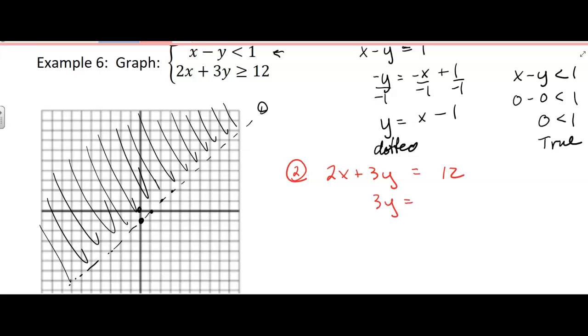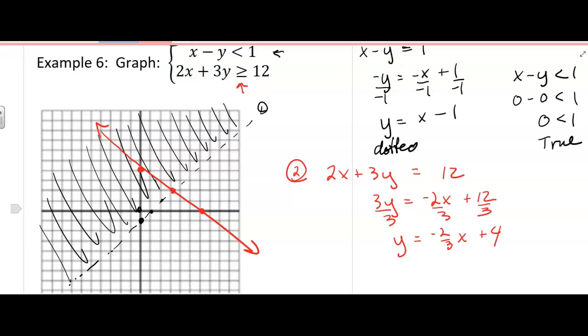I'm going to put the 2x on the other side. I'm going to divide everything by 3. And I get y equals negative 2/3 x plus 4. Okay, so my intercept is at 4. 1, 2, 3, 4, right there. And my slope is down 2 to the right 3. Down 2, 1, 2, 3. Okay, so those are points. Now, is it solid or dotted? It's solid this time. Because it's got the equal to part.